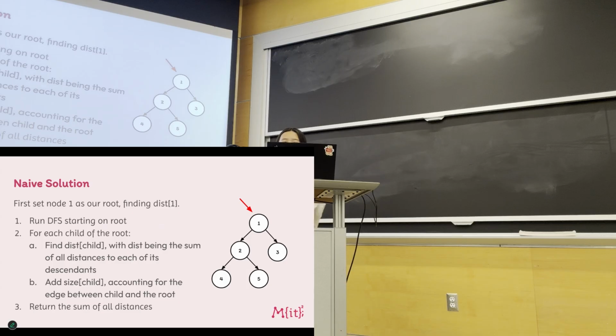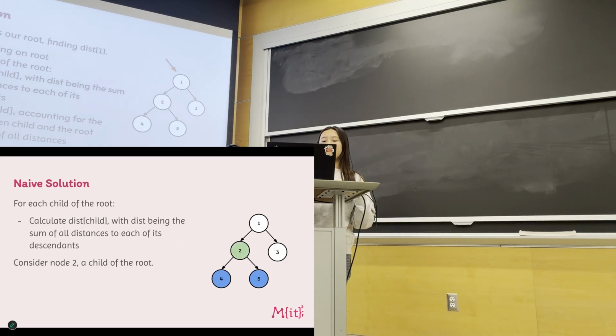And then we also add the size of child, which is accounting for the edge between the child and the root. So we're accounting for this edge between 1 and 2, and we're also accounting for the edge between 1 and 3. And then we will return the sum of all distances. So this may sound a little bit confusing, but we'll walk through this step by step and break down the process.